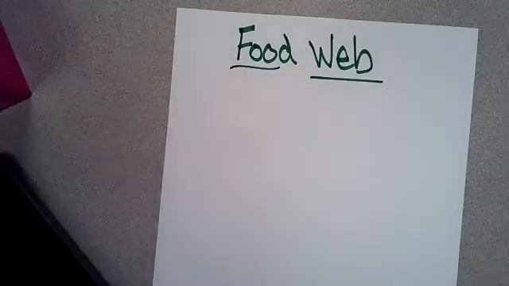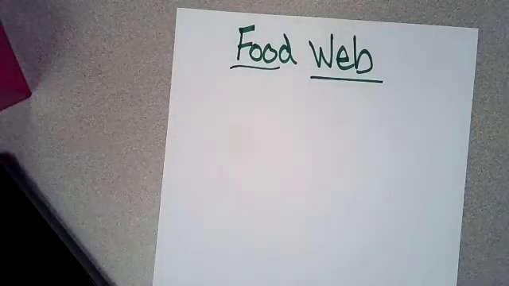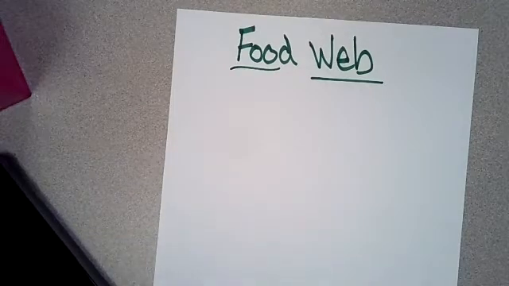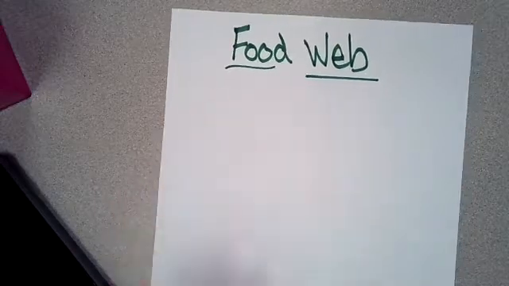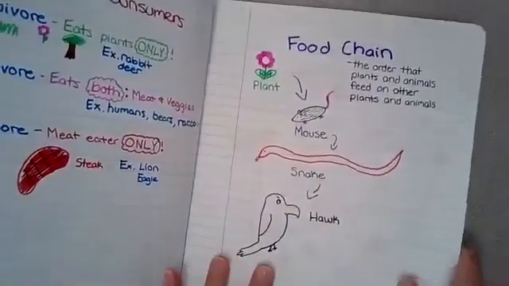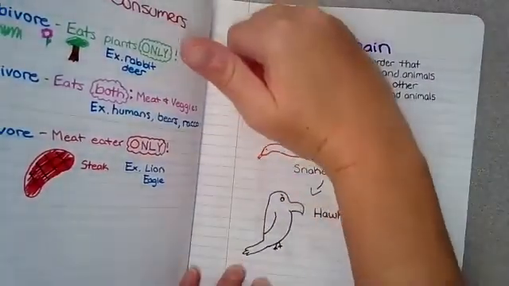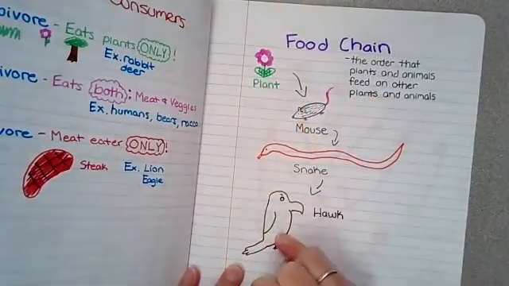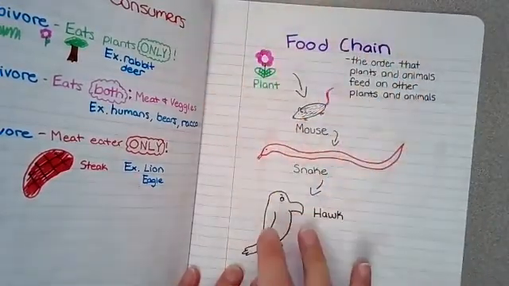Hey guys, in science today, we're going to be talking about food webs. The main thing that you need to know about a food web is that it's different from a food chain. A food chain works in a linear way. Here's a food chain example: the plant goes into the mouse, goes into the snake, goes into the hawk. It works in a line.